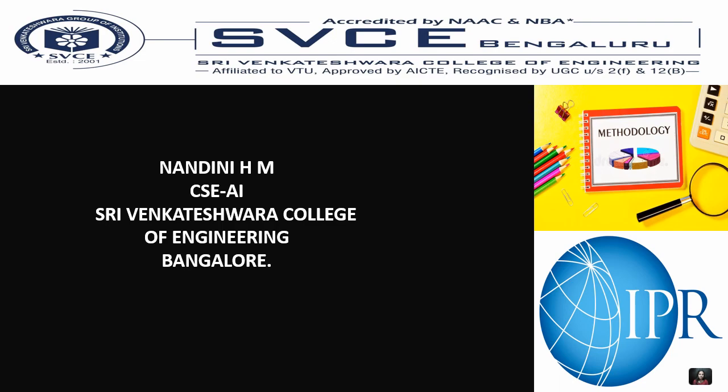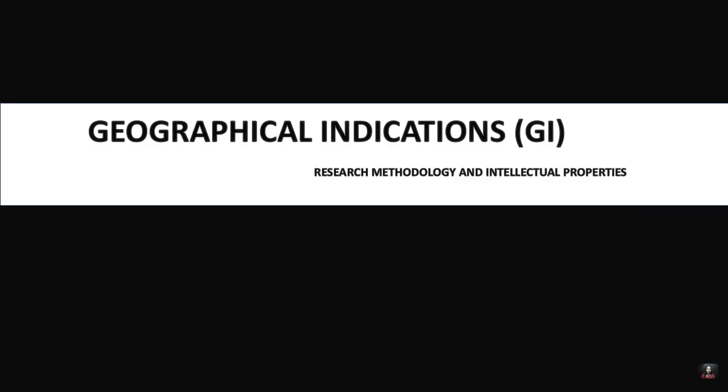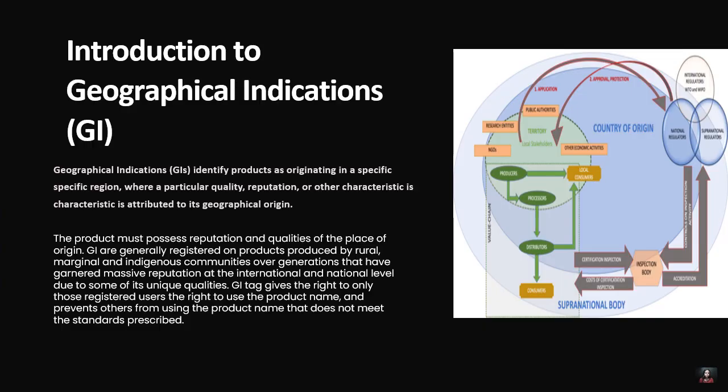Today we're going to discuss geographical indications under the subject research methodology and intellectual property rights. Introduction to geographical indications, that is GI. Geographical indications identify products as originating in a specific region where a particular quality, reputation, or other characteristic is attributed to its geographical origin. The product must possess reputation and qualities of the place of origin.